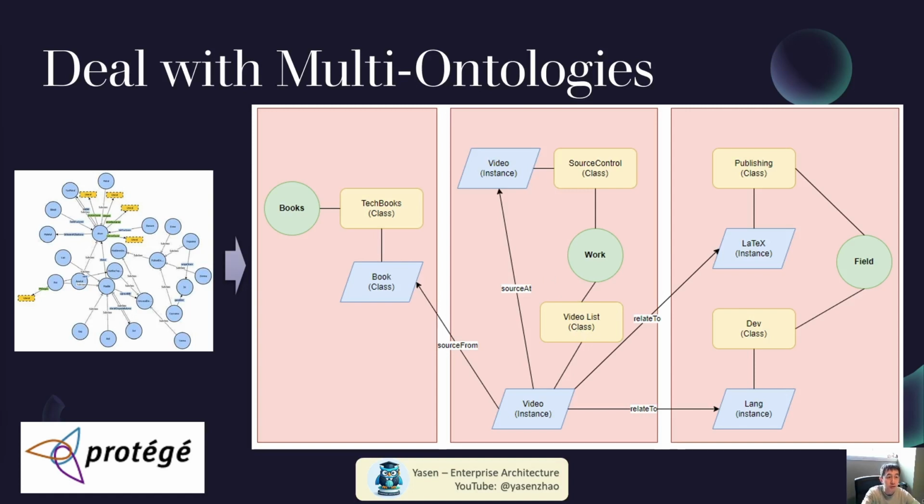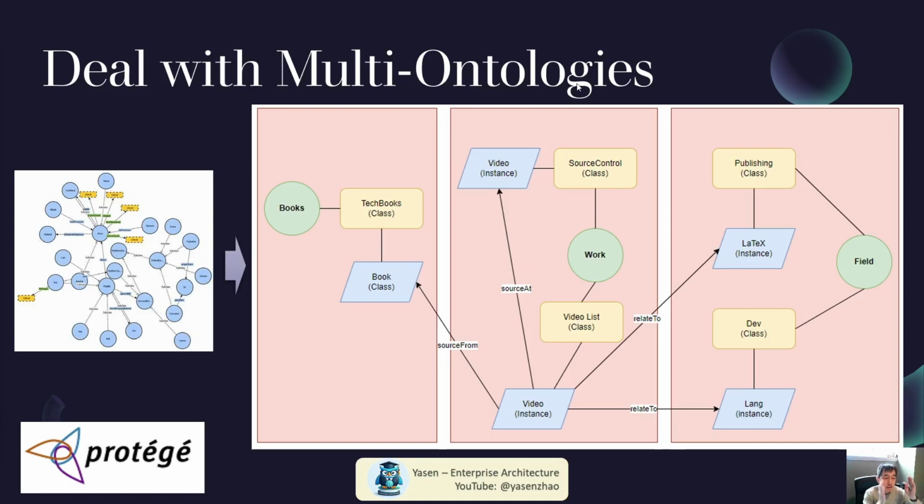Another class is the video series source. I have source control, so I may have GitHub or Git repositories to manage the source code. Those map to the videos, so that can be the video source instance, and that can be the source repository. So for this primary ontology, I may have two classes and multiple instances.